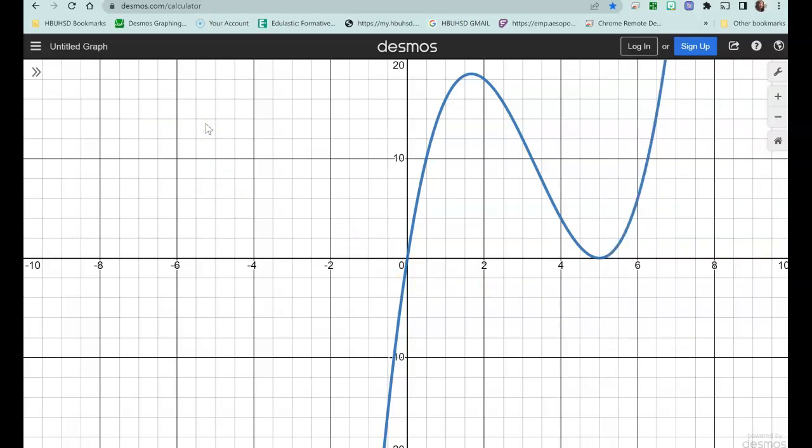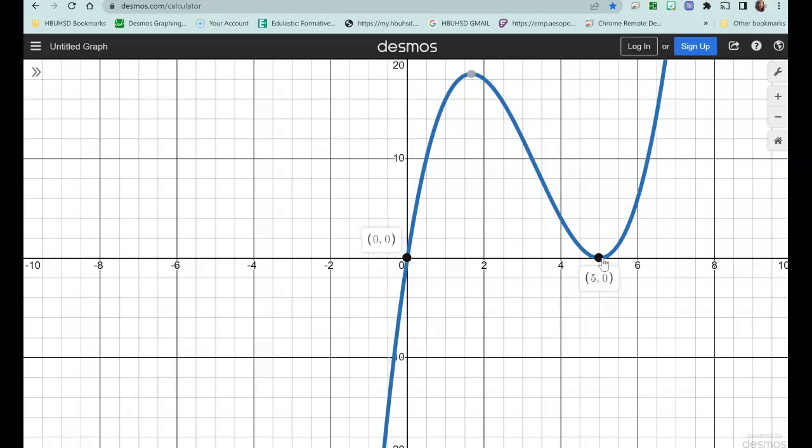Now let's compare. Remember, we found 2 numbers. Would you guys agree? 0 and 5. Look at the x-axis. Is it touching or crossing at 0 and 5? Yeah. But there's uniqueness. At 5, we said it repeated twice. Look at it at 5. It just bounced right off the x-axis. Can you see it?